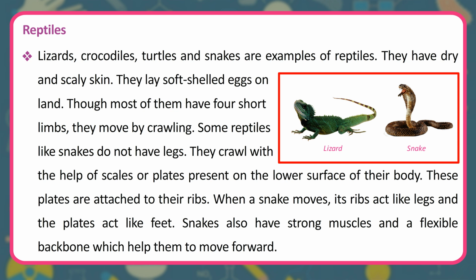They crawl with the help of scales or plates present on the lower surface of their body. These plates are attached to their ribs. When a snake moves, its ribs act like legs and the plates act like feet. Snakes also have strong muscles and a flexible backbone which help them to move forward.